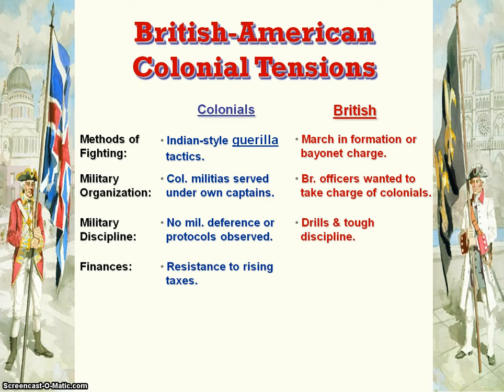Finances. Resistance to raising taxes. The colonists didn't want to pay for this. They felt like this is a European war. They just happened to be fighting in America. Whereas the British believed that since they're fighting in America, the colonists should pay for everything. Obviously, that's going to be a problem.